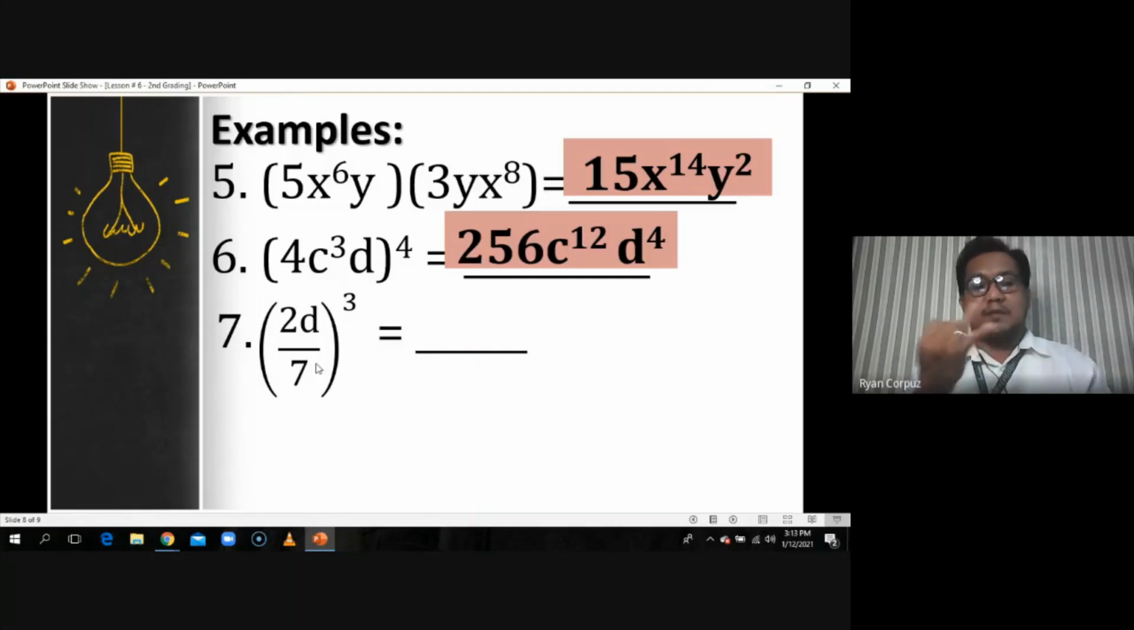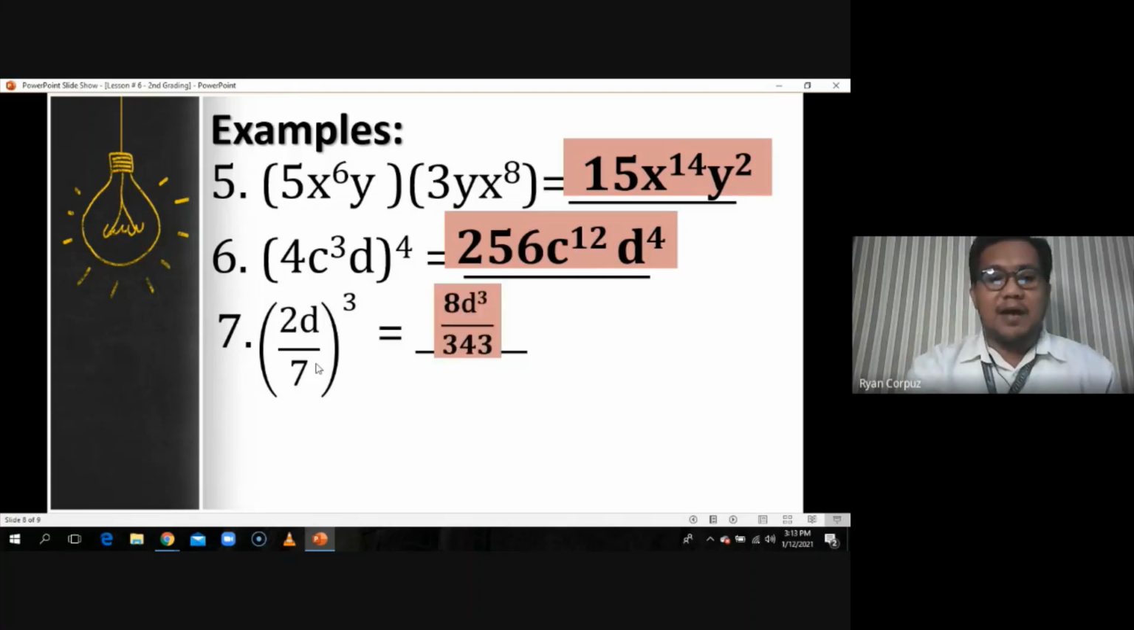That would be 7 times 7. That is 49. And 49 times 7. So what is 49 times 7? So that would be 343. So that's why we'll come up with an answer as 8d cubed over 343 as the answer to the expression in example number 7.